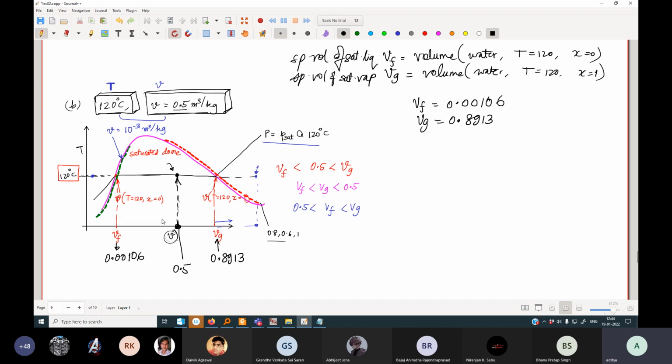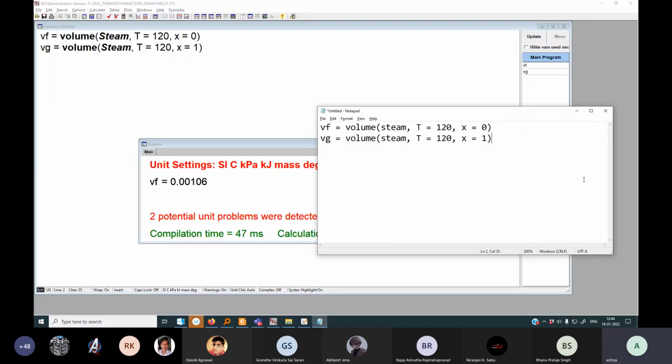We've found out the point. But now, so what do we know? That this state point is 120 degrees Celsius and V equal to 0.5. Let us alternatively specify this point with the help of quality. So if someone asks, what is the quality at that point? What is the quality at this point? So let us do that. Let me go over here. I will simply say X for the point is equal to quality of steam, T equal to 120 and V equal to 0.5.